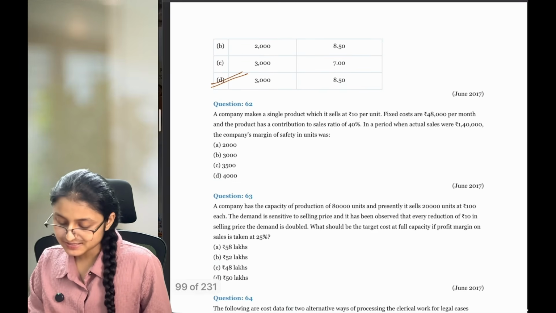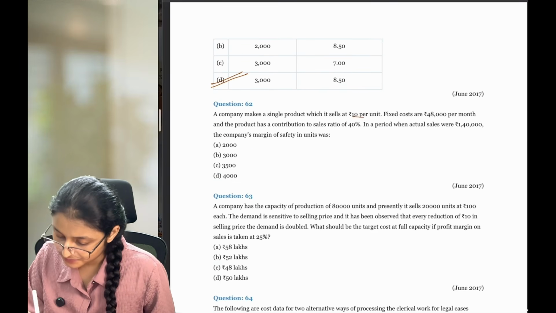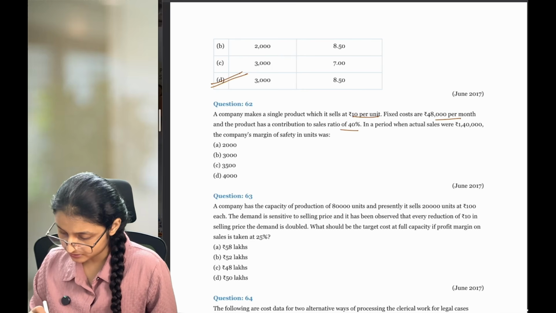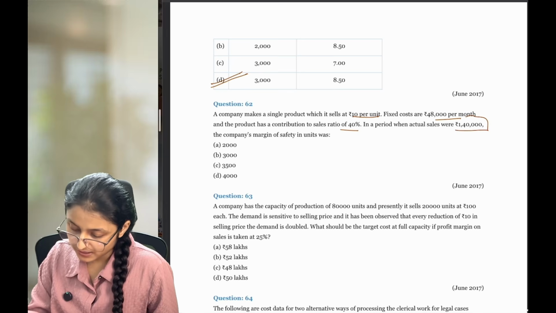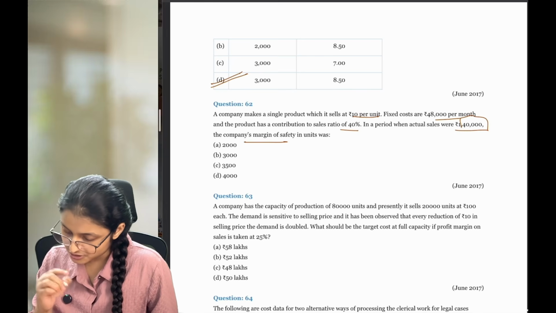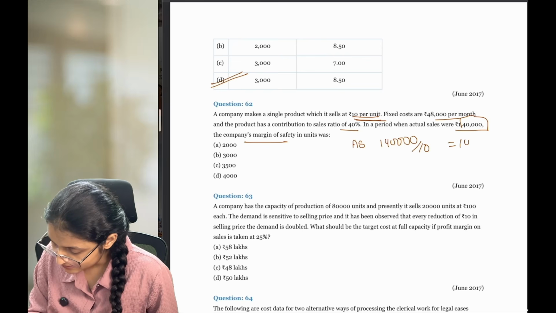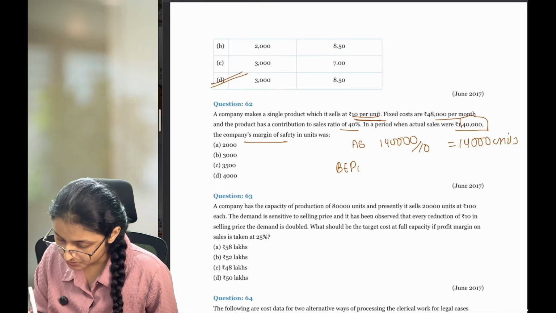Now, a company makes a single product which it sells at 10 per unit. Fixed cost is 48,000 per month and contribution to sales ratio is 40%. In a period when actual sales was 1,40,000, the company's margin of safety in units will be. So, I already know that my actual sales is 1,40,000 and the selling price is 10 per unit. That means, can I say 14,000 units is what we are selling as of now? What is your break-even point units?